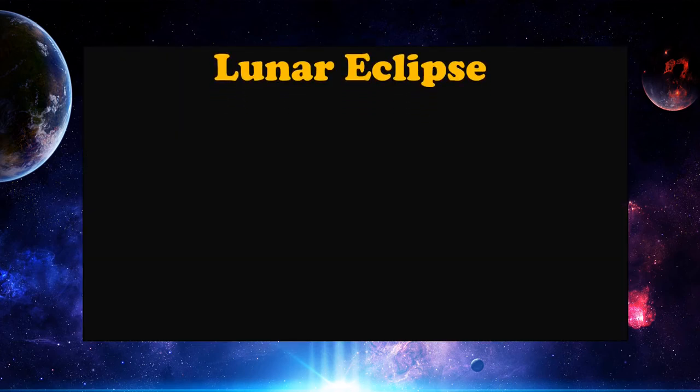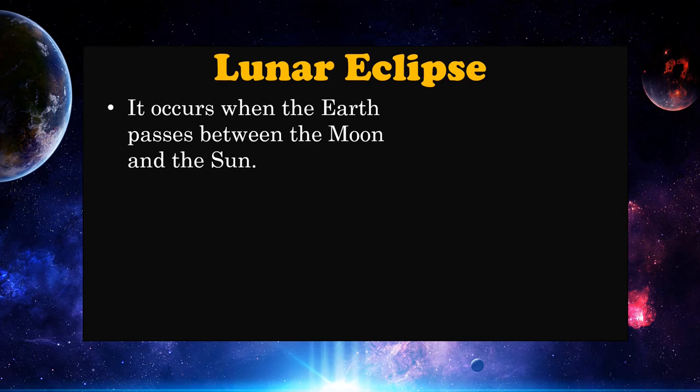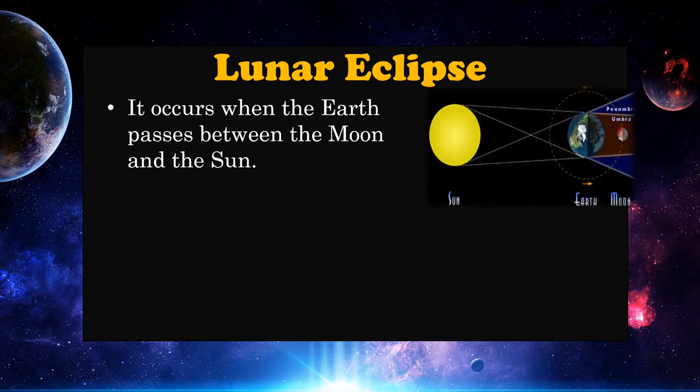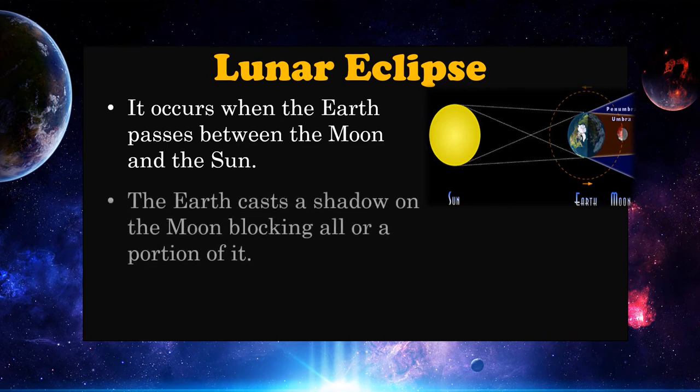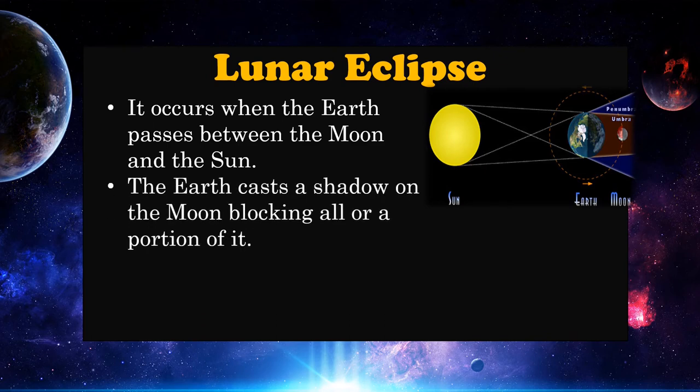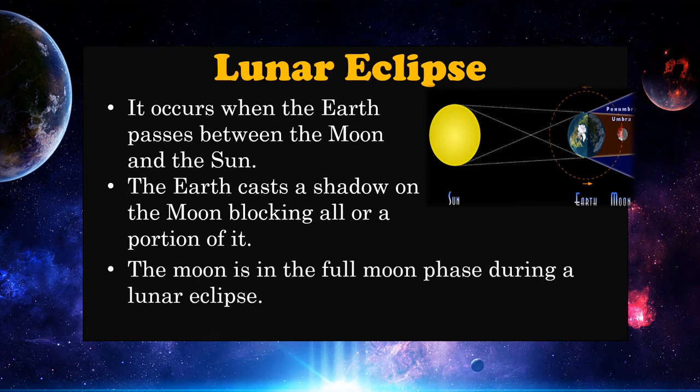Lunar eclipse. The word luna comes from the Latin word for moon. Lunar eclipse occurs when the earth passes between the moon and the sun. The earth casts a shadow on the moon, blocking all or a portion of it. The moon is in the full moon phase during a lunar eclipse.